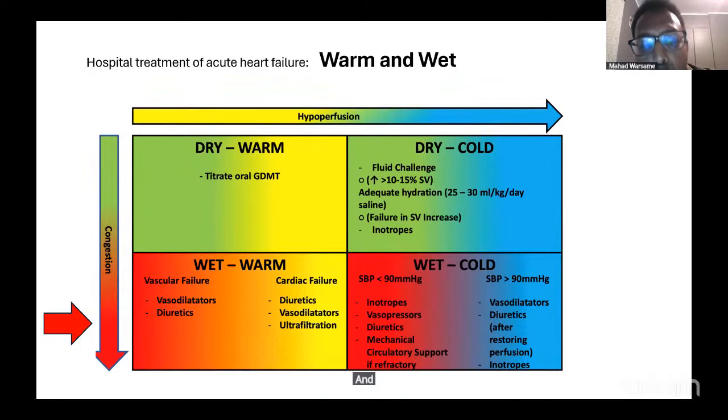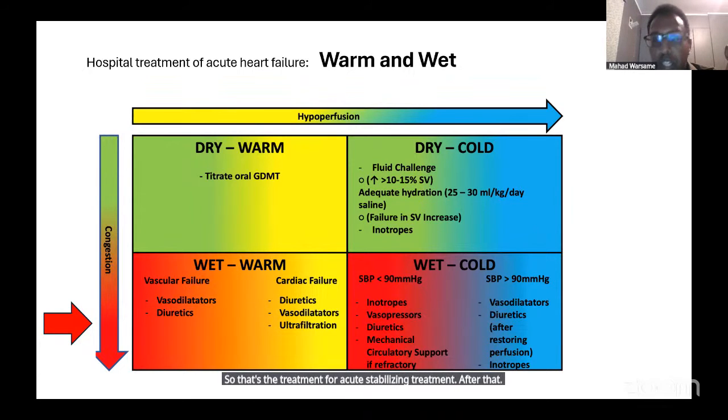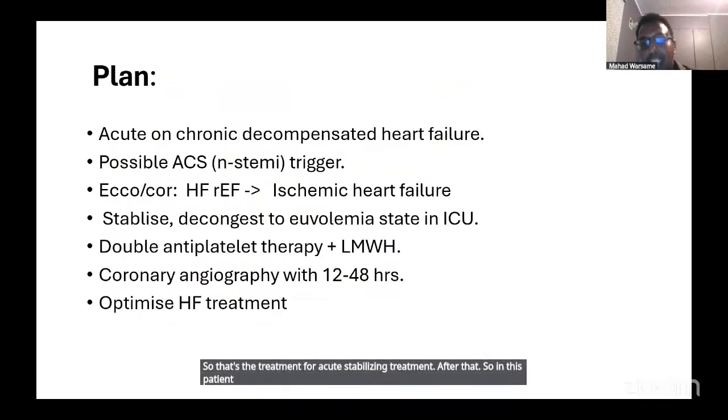And if we have non-invasive ventilation also, that's the treatment for acute stabilizing treatment. After that, in this patient, he has an acute on chronic decompensated heart failure. That's the working diagnosis. And we think possibly he has had an acute coronary syndrome.